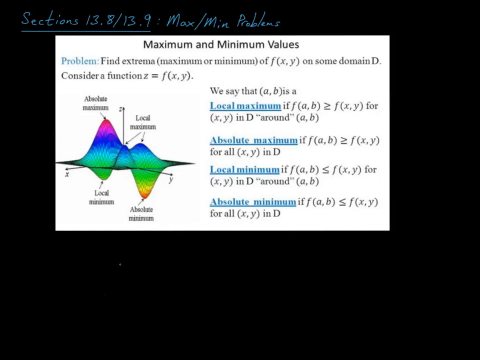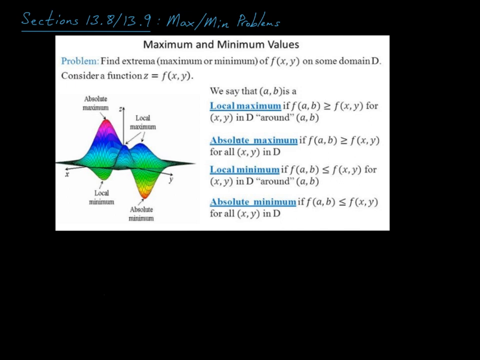Right, in this video we're going to turn to max and min problems for multivariable functions. So let's say we have a function f that depends on x and y and it's defined on some domain D. We say that at a point (a, b) we have a local maximum if f(a, b) is greater than or equal to f(x, y) for (x, y) in D around (a, b). And we have an absolute maximum if f(a, b) is greater than or equal to f(x, y) for all (x, y) across the entire domain D.